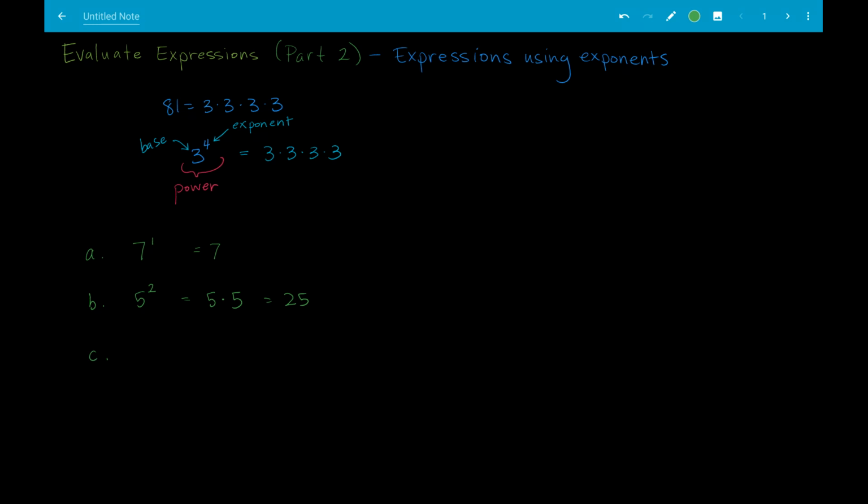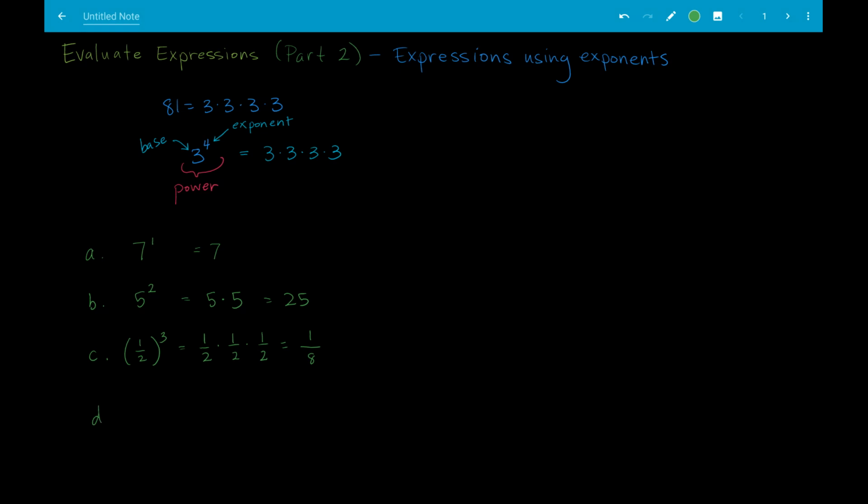Another example here would be 1/2 to the third power, or you could say 1/2 cubed. What that means is 1/2 times itself 3 times. So you just multiply your numerators, 1 times 1 times 1, which equals 1. 2 times 2 is 4, times 2 is 8. So 1/2 cubed is equal to 1/8.